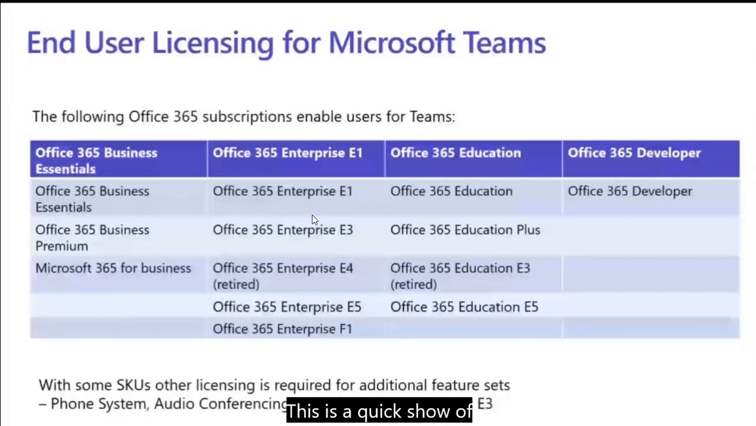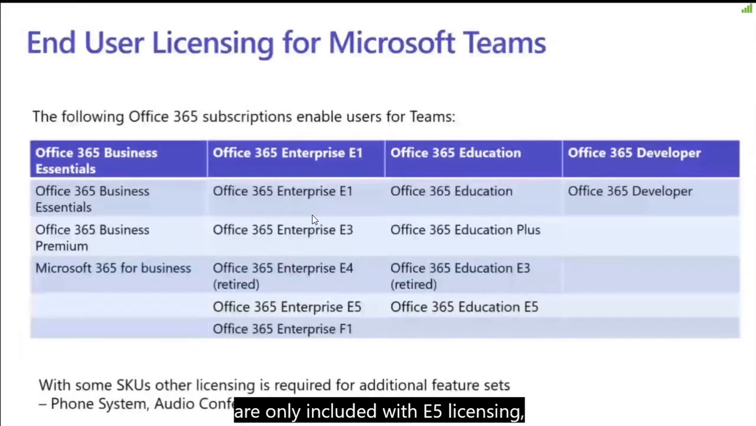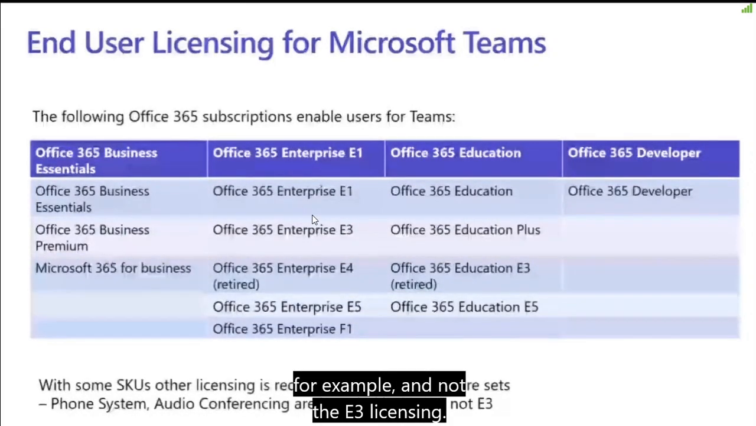This is a quick show of the available licensing options for end users, and please be advised that some of the advanced features like phone system and audio conferencing are only included with E5 licensing, for example, and not E3 licensing.